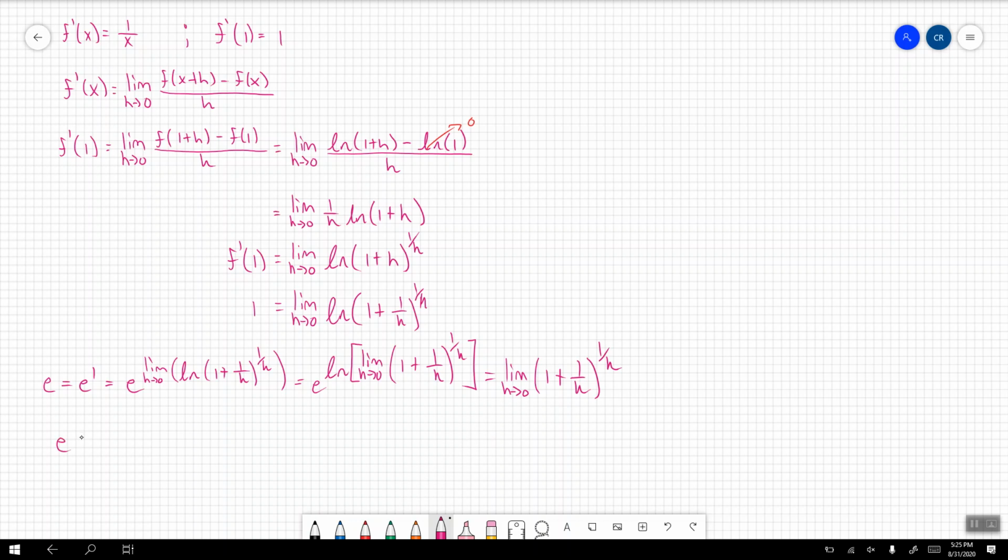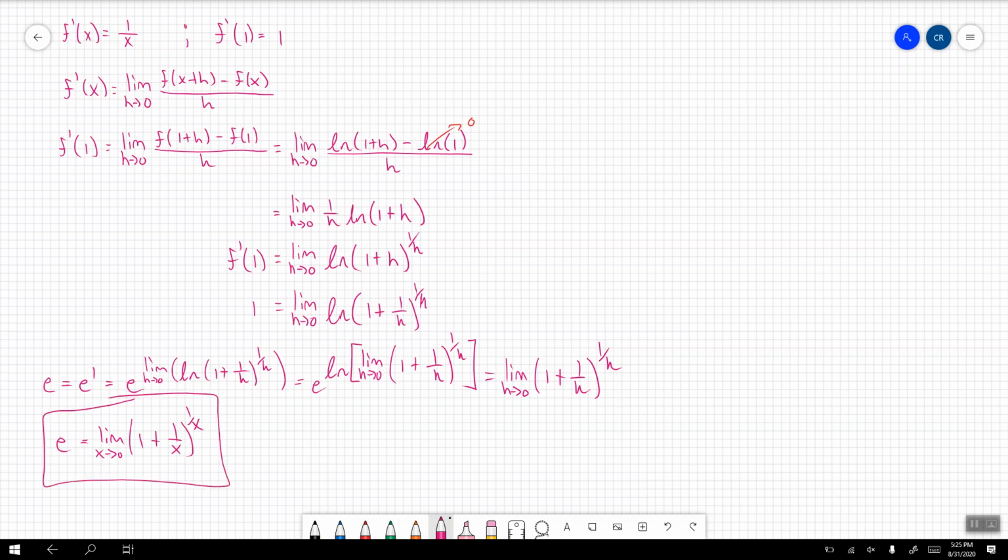So this tells us that e can actually be expressed as a limit. Now, if we replace h's with x's, then we naturally get this expression.